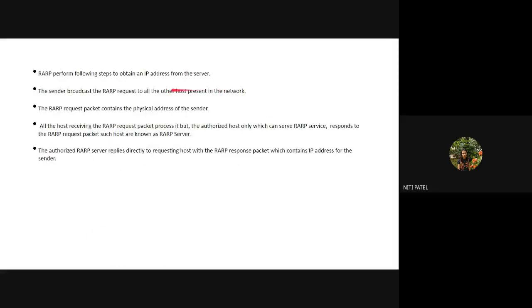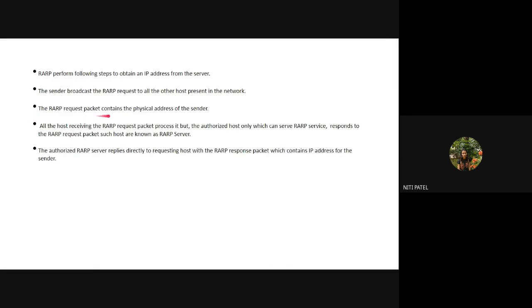Now let us see what the RARP performs, or what are the steps that the RARP does in order to obtain the IP address. The sender broadcasts the RARP request to all the hosts present on the network. So again, the same broadcast will be sent by the sender to all the machines which are there on the network.